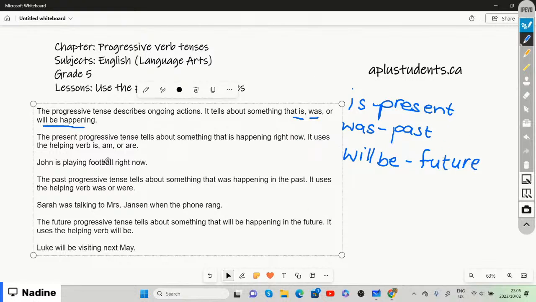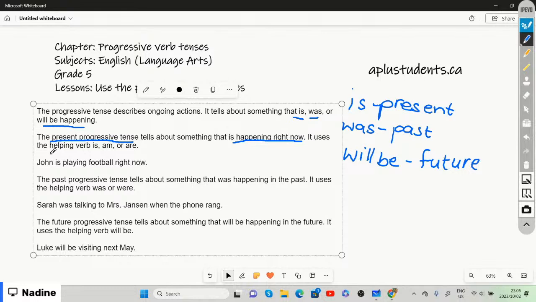So when it comes to the present progressive tense, right? So present meaning now, right? It's happening now, it's happening in the present. So present progressive tense, it tells about something that is happening right now, right? So it's happening right now.